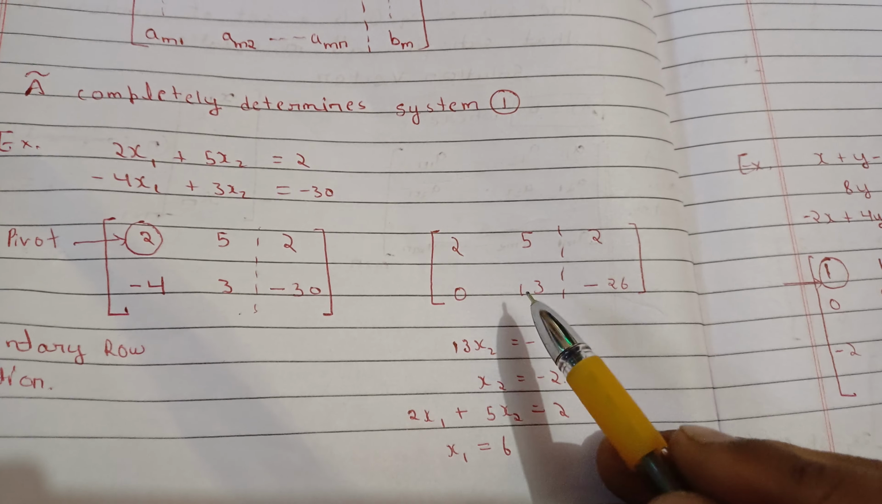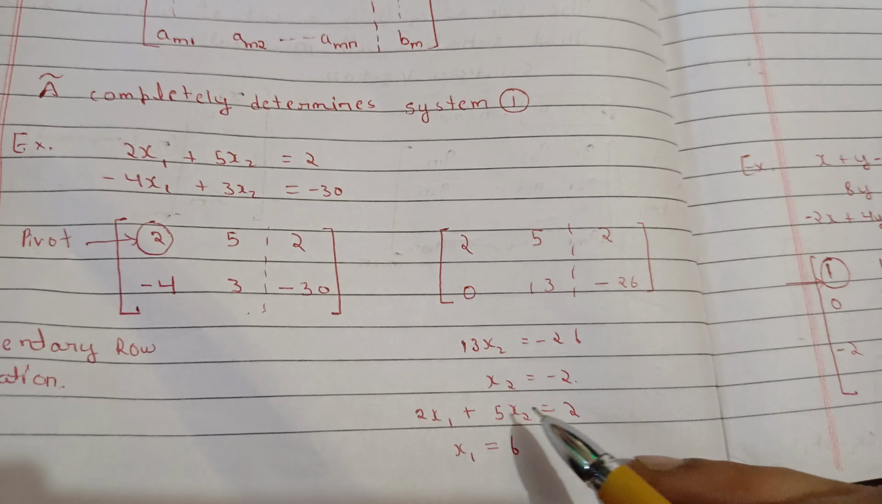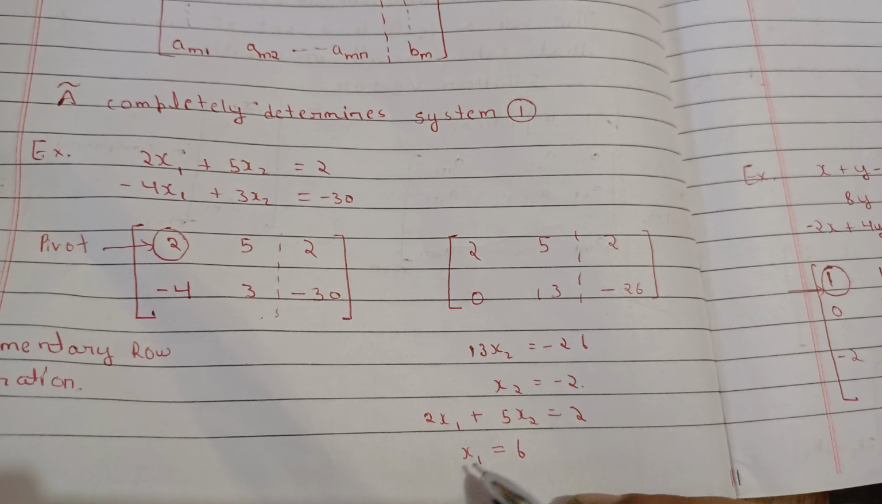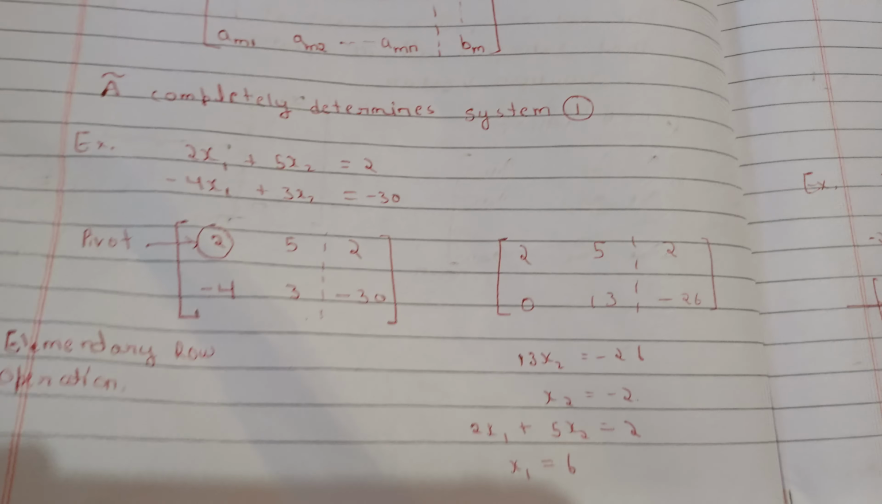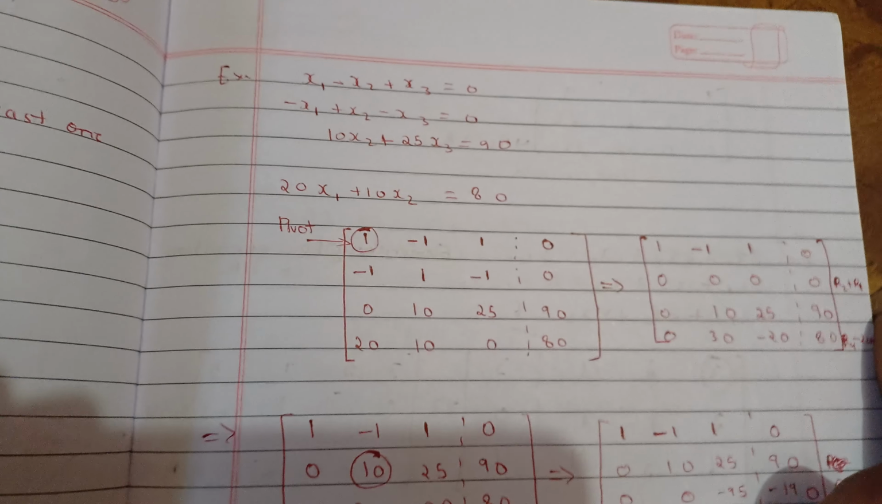So first you will get 13x2 equal to minus 26, x2 will be minus 2, then 2x1 plus 5x2, here substitute the value x2, that is minus 2, and x1 will be 6. So hope you are getting the idea what I am trying to convey here. Now let's take a little bigger example.